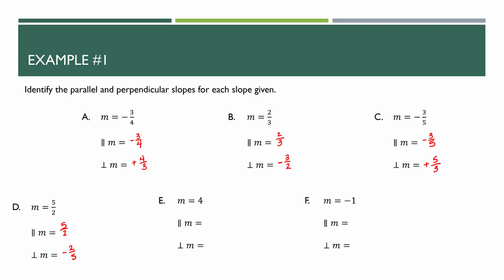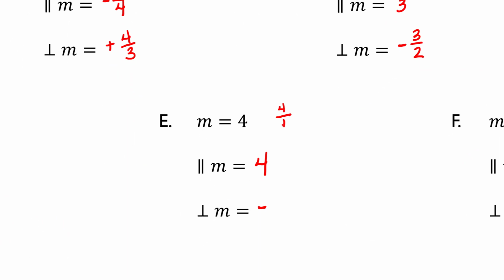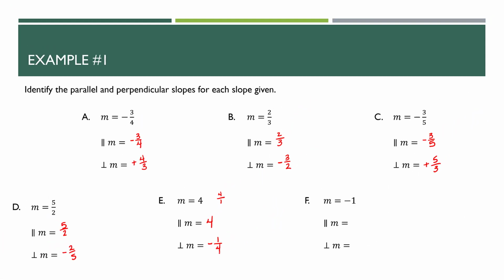Now, example E starts to ask us a few different types of understandings about slope. Here my slope is 4, so parallel is easy. It's just 4. But perpendicular, we need opposite reciprocal. Well, positive for the opposite would be negative, but to flip it or to find the reciprocal, we want to write 4 as a fraction. So 4 over 1. Now I can flip that, 1 over 4. So anytime you're given a whole number slope, just write it over 1 in fraction form, and then you'll be able to flip it.